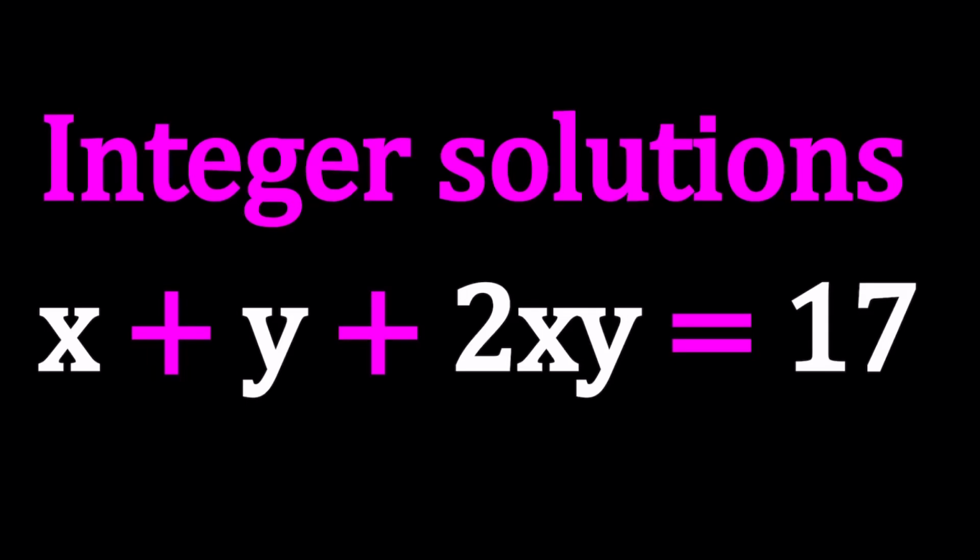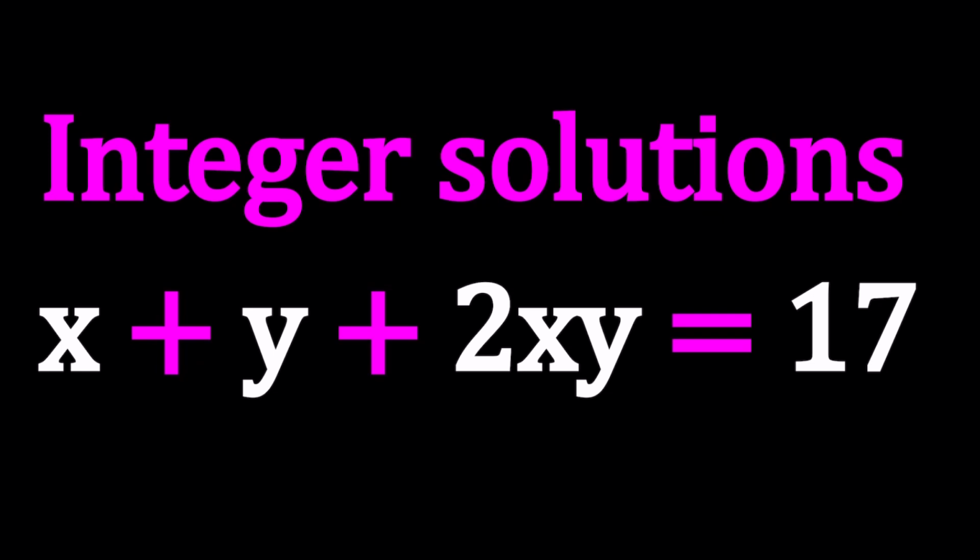Hello everyone. In this video we're going to be solving a Diophantine equation, in other words, an equation with integer solutions. So we have x plus y plus 2xy equals 17, and we're going to be solving for x values. And x and y are integers.